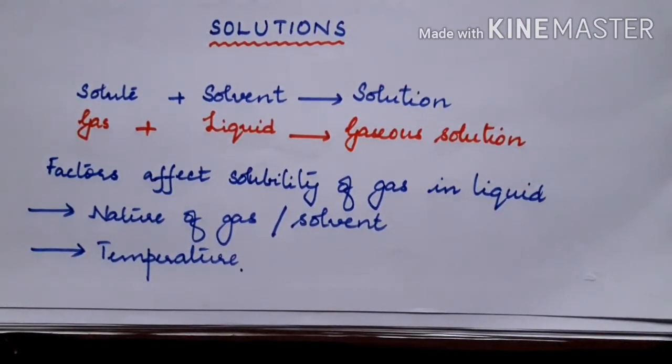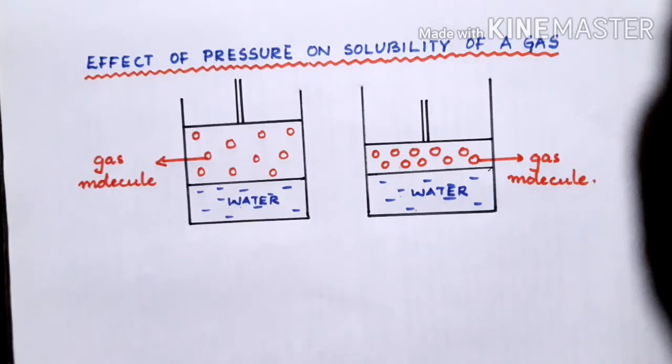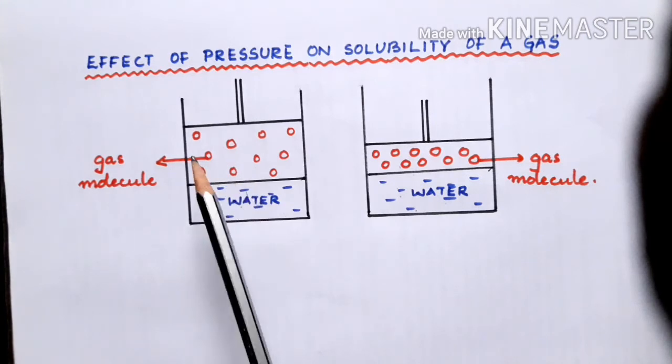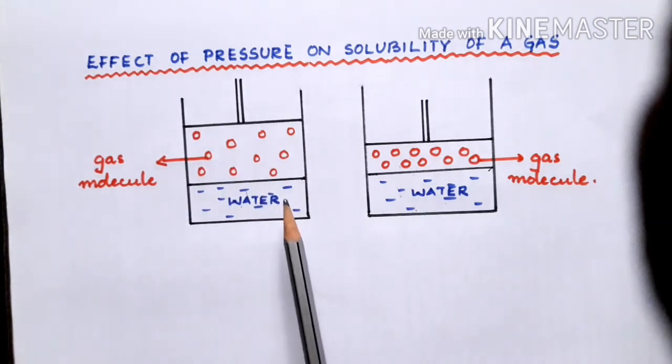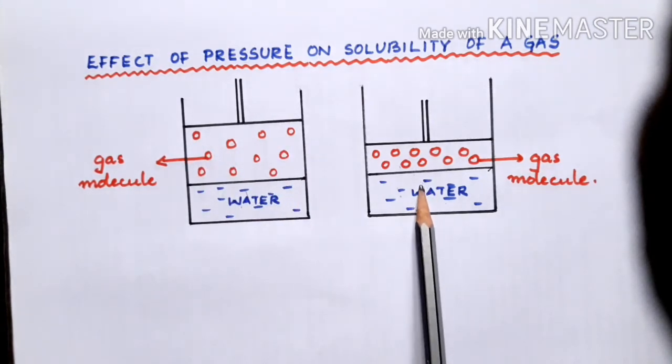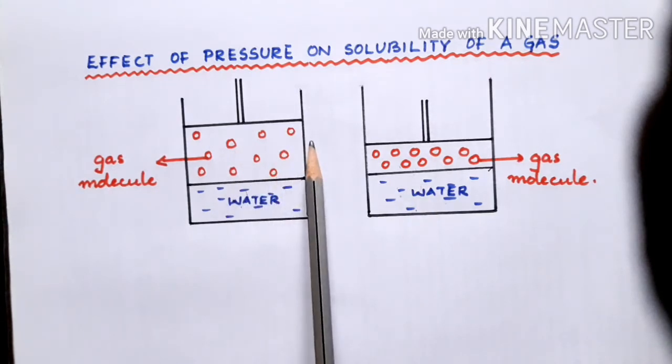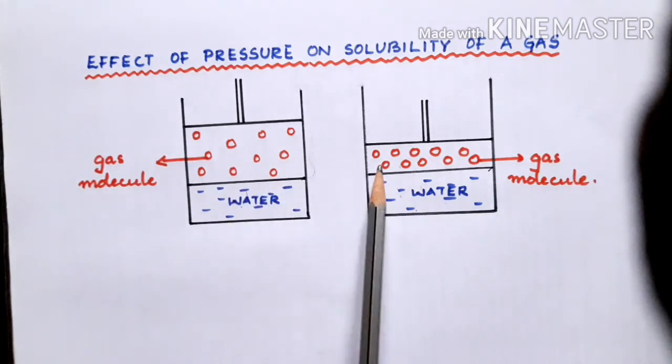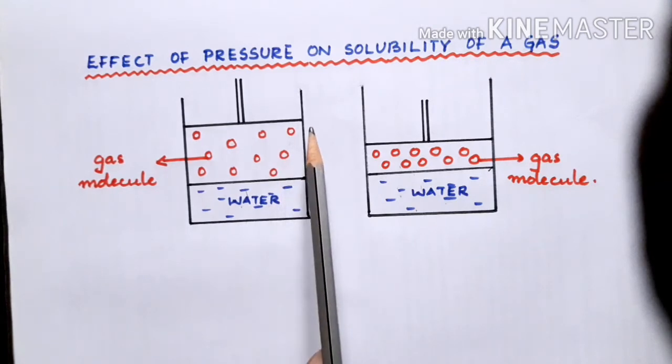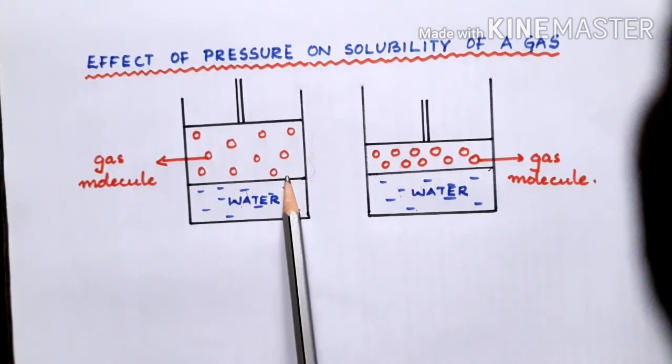Now we shall discuss the effect of pressure on solubility of a gas in detail. In the picture, you can find two vessels provided with a piston. In the first case, the piston is relatively at a higher position compared to the second one. So what can you say about the volume of the gas occupied? Here in the first case the volume is much higher.